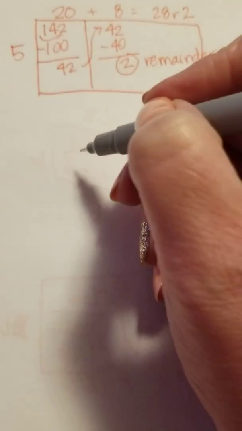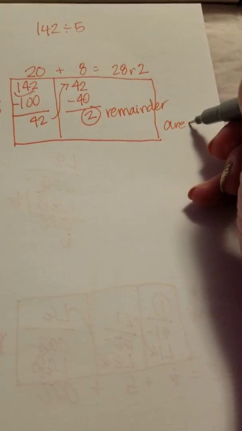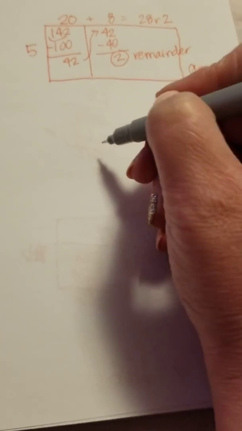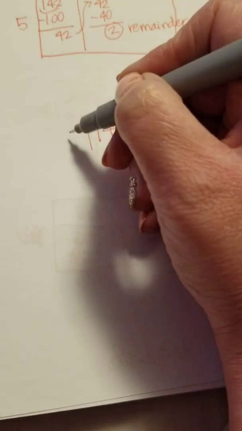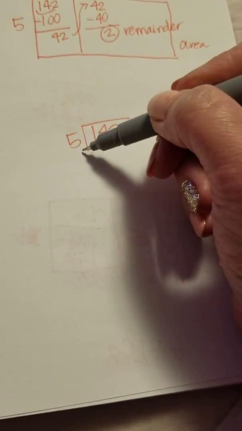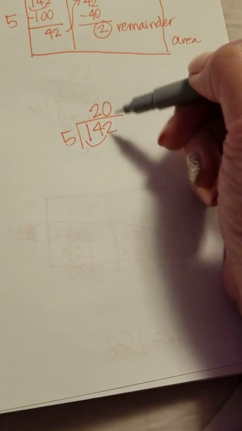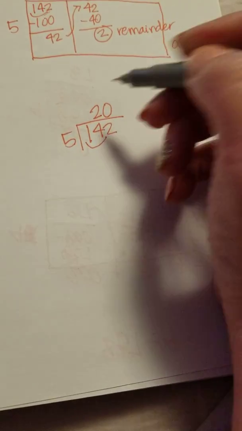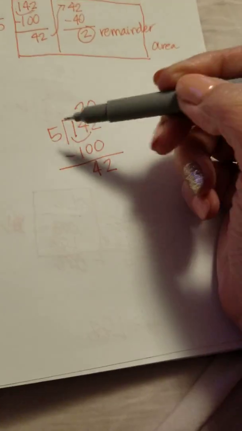Okay, I can also do partial products, because this one is the area model. And then I can do the partial products model, which is the same thing. So I'm going to do 142 divided by 5. So I'm going to think 5 goes into 14 2. And I'm going to put a 0 because I've got another place right here. So then I think 5 times 20 is 100. So I'm going to subtract that. And I'm going to get 42.